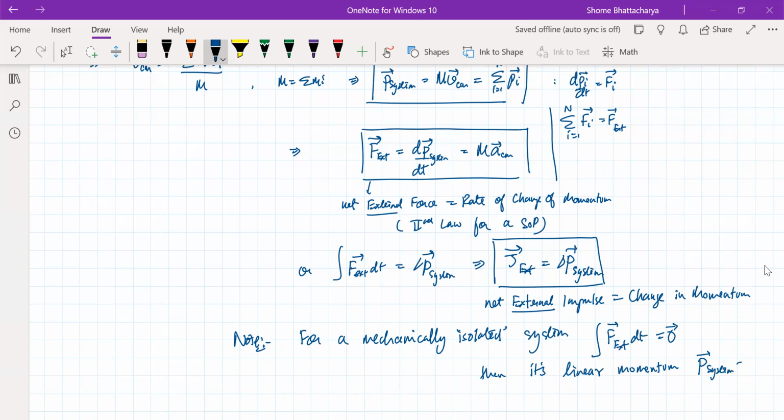Then linear momentum is conserved. Now, conserved doesn't necessarily mean that it will be zero. It can be a non-zero quantity also. The system can be in motion with respect to the inertial frame, but its momentum will be conserved. So that's what we'll understand with a few examples today.